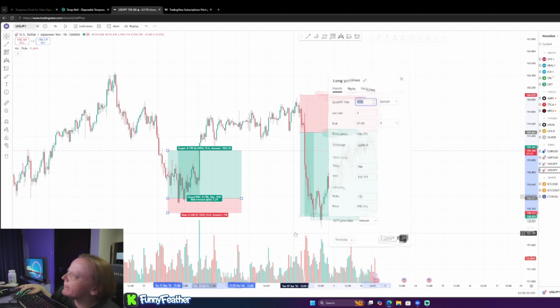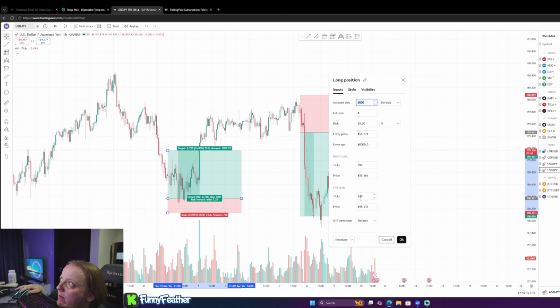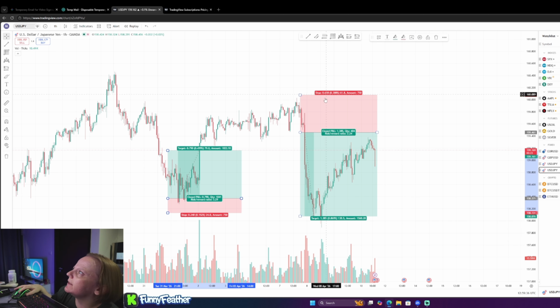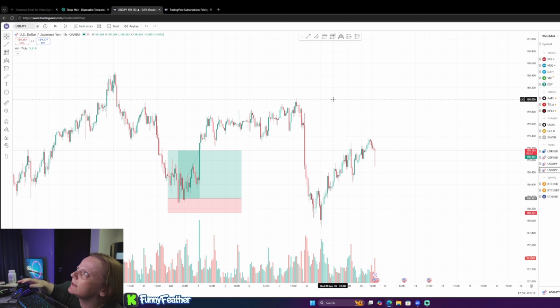Just a reminder, your stop level is multiplied by 10. So if you wanted 24 pips, you would have to have 240 ticks. Okay, so 10 ticks is equal to 1 pip. Got it? 10 ticks is equal to 1 pip. All right, so that's the position sizing and risk to reward tools that we always have to have.